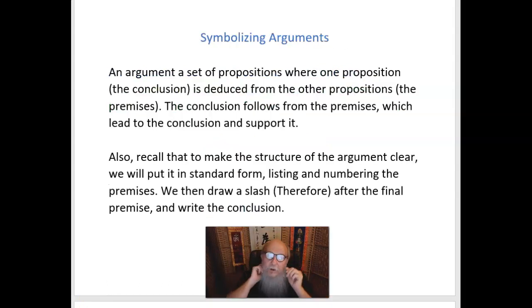Now, really what we want to get down to is symbolizing arguments. Remember our definition of an argument. An argument is a set of propositions where one proposition, the conclusion, is deduced from the other propositions, the premises. The conclusion follows from the premises, which lead to the conclusion and support it. Also recall that to make the structure of the argument clear, we will put it in standard form, listing and numbering the premises. We then draw a slash, which means therefore, after the final premise, and write the conclusion.